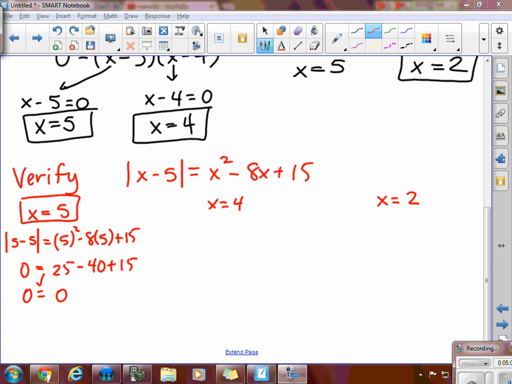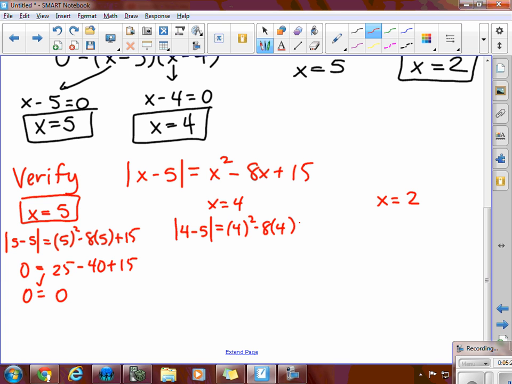Now let's go through and verify x equals 4. So again, we're going to put it in, and I have the absolute value of 4 minus 5 equals 4 squared minus 8 times 4 plus 15. 4 minus 5 in the absolute value signs, we know that's negative 1. And if I crunch all that stuff in my calculator, I get negative 1 on the right-hand side. But if I look, the absolute value of negative 1 is 1. That does not equal negative 1.